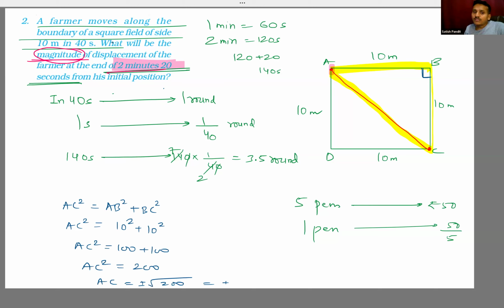See, plus or minus root of 200, I can write 2 into 100 also, okay? And root of A into B is root of A into root of B. Please remember this fact, okay? Root of A into B is root of A into root of B. How do we know this?